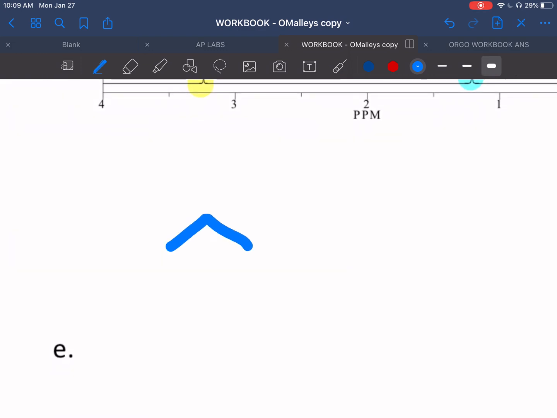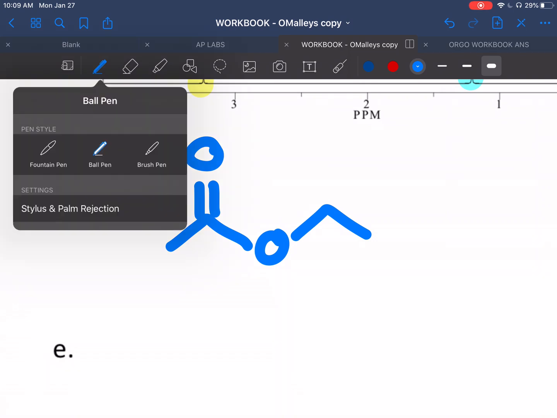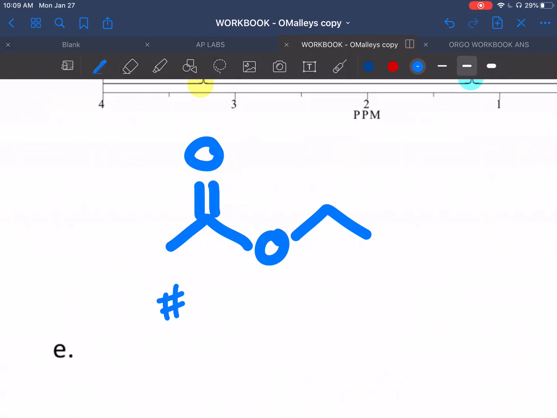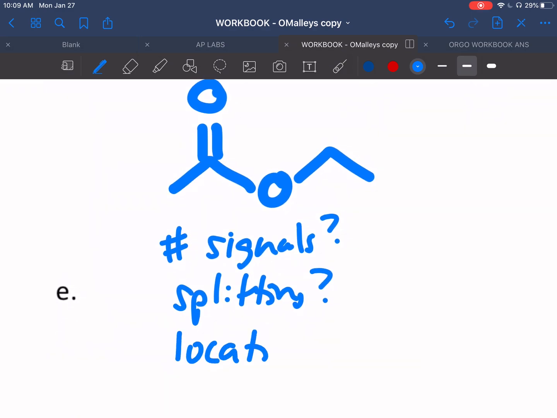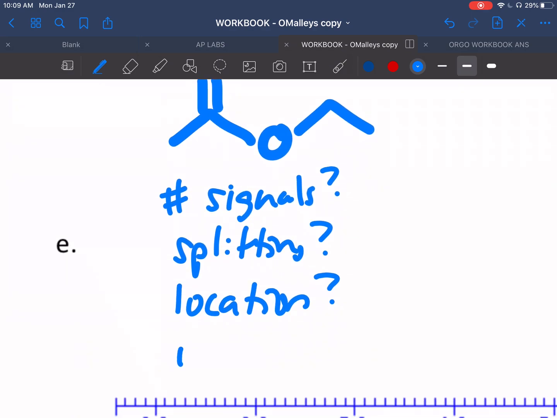Start with the ester and try to predict how many signals we should have, where they would be located, what their relative integration would be, and what the splitting pattern would be. So number of signals, splitting, location, and integration. Those are the 4 things that NMR will tell us.